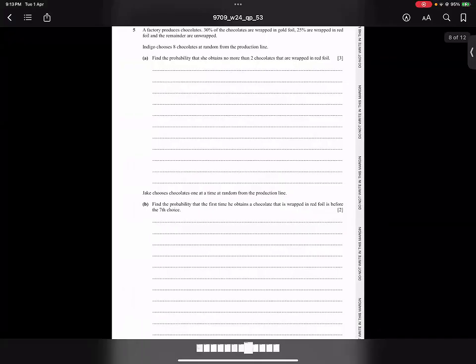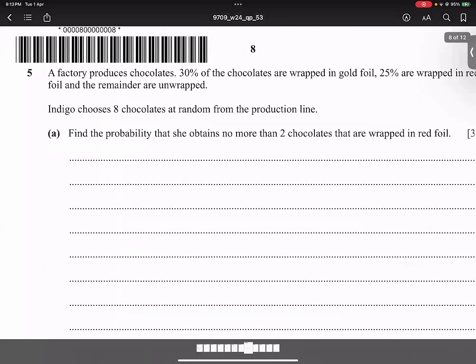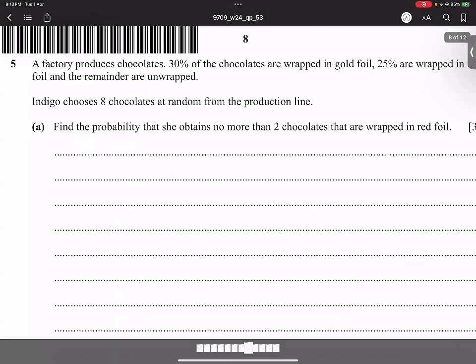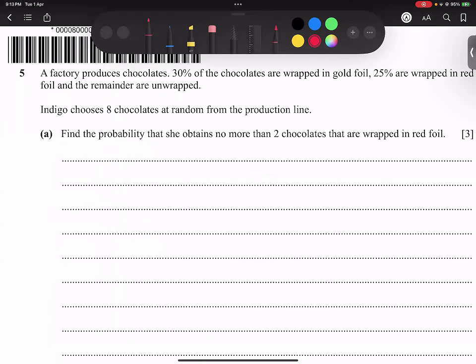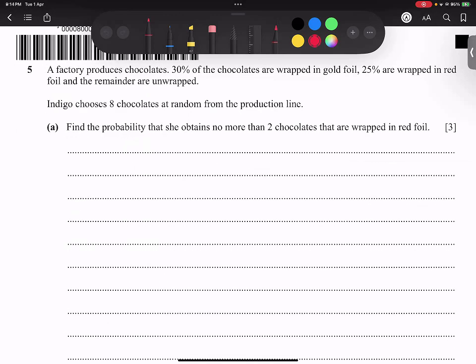Next question is number 5. And what a question we have here. A factory produced chocolates. 30% of chocolates are wrapped in gold foil. Okay. And you can see here gold foil. 25% are wrapped in red foil, and the remaining are unwrapped. So I'm just writing GF just for gold foil.